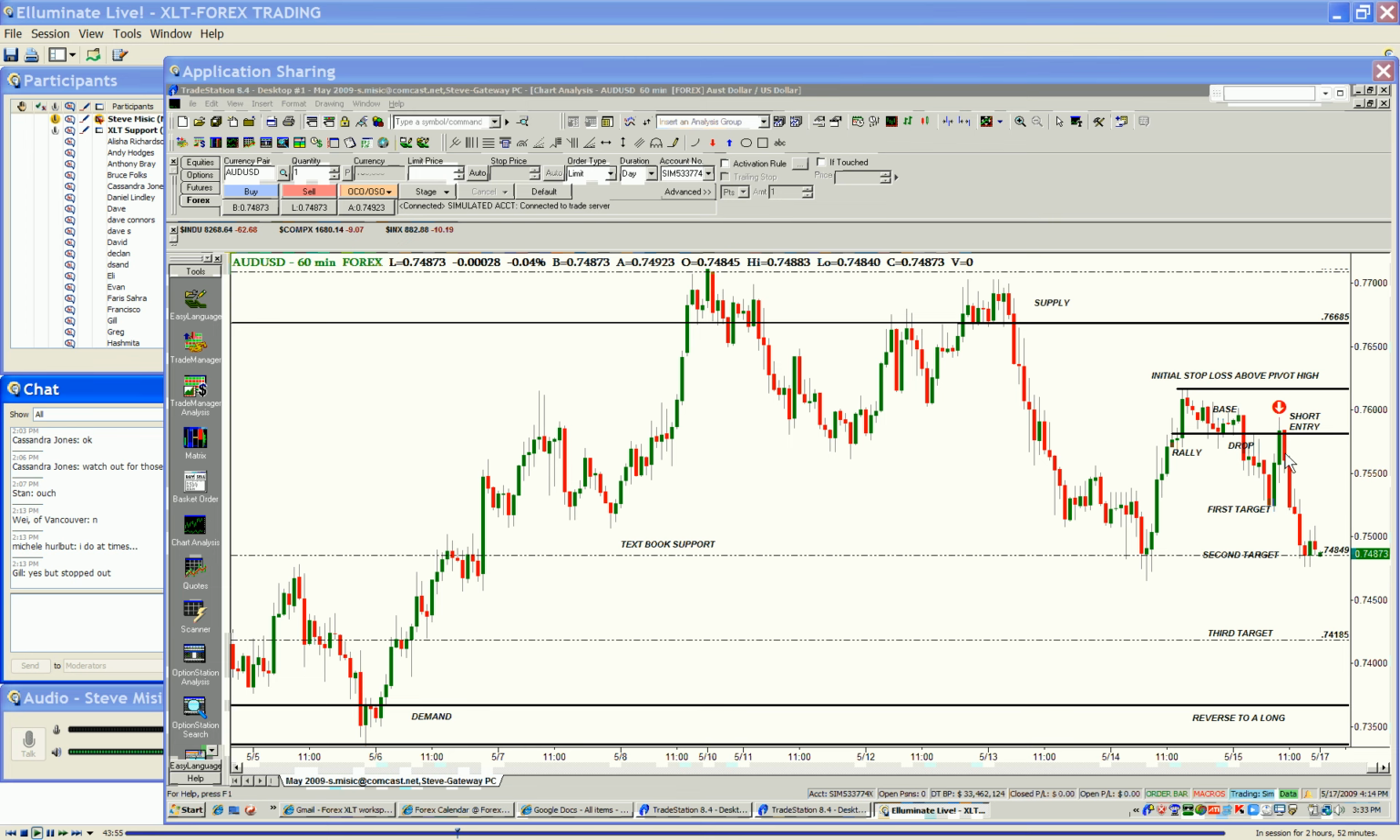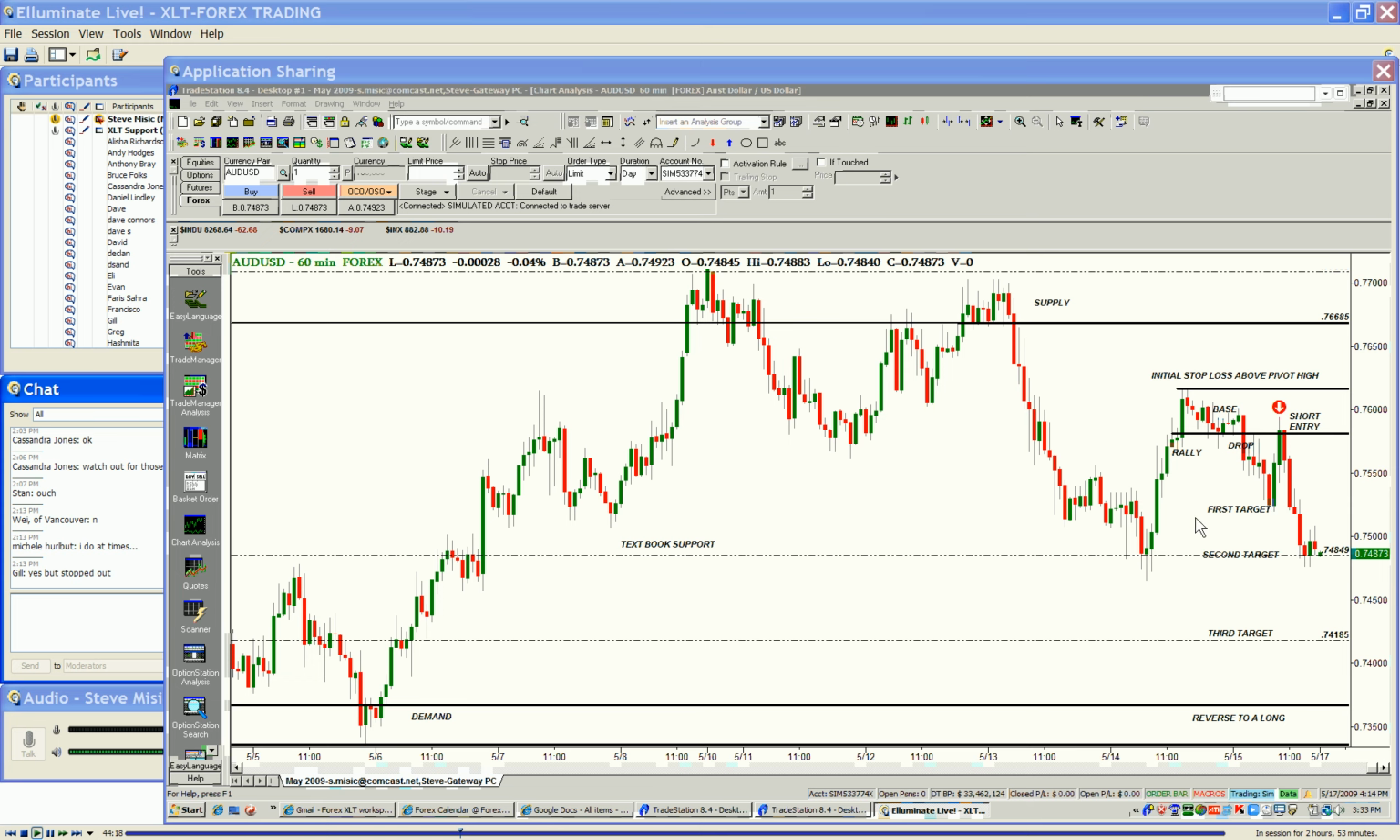If this forms on a 5-minute chart and you want to give this kind of a trade a shot, it's all the same. Nothing changes. You see the pattern. You short the first rally. You place your stop above the pivot high. Your first target is right before you rally back up here, wherever that turn happened.